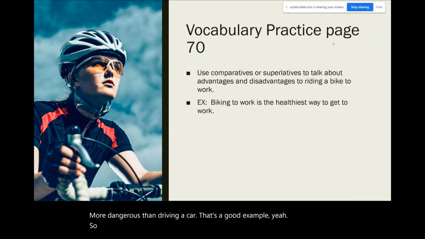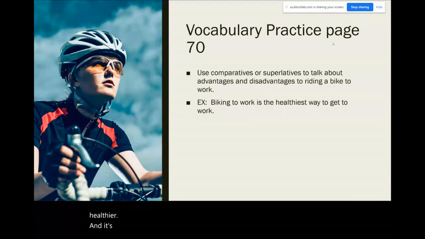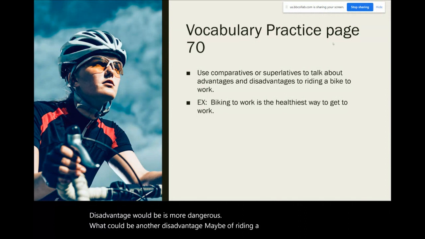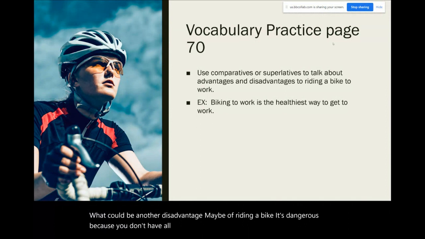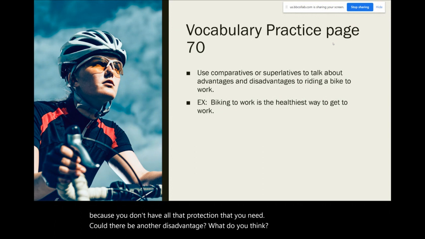So there's advantages and disadvantages. An advantage would be that it's healthier and it's less expensive. A disadvantage would be it's more dangerous. What could be another disadvantage maybe of riding a bike? It's dangerous because you don't have all that protection that you need. Could there be another disadvantage? What do you think? It's not the fastest transportation we have. Yeah, that's a good point.